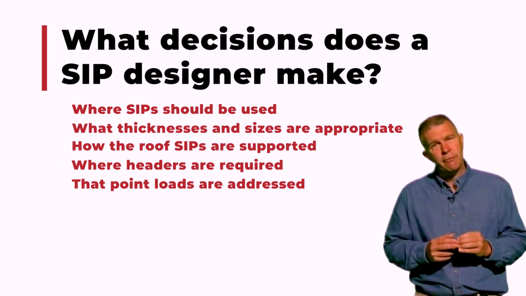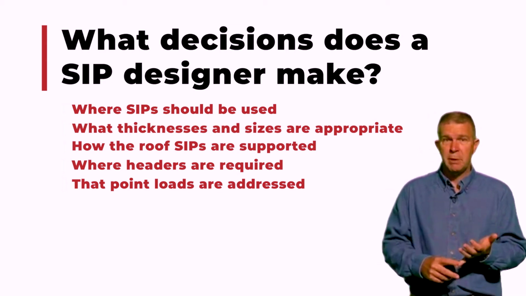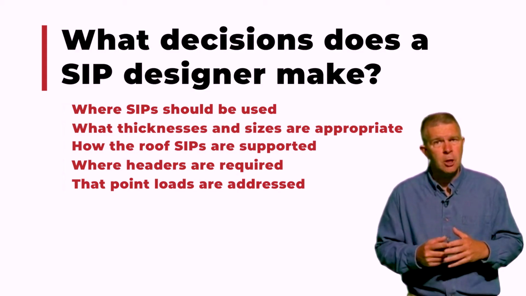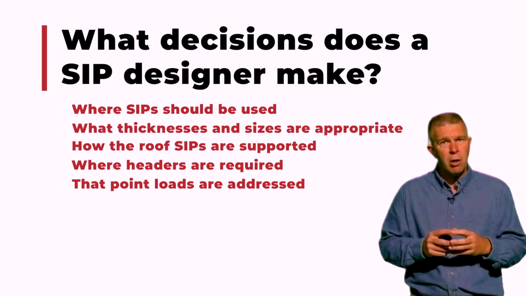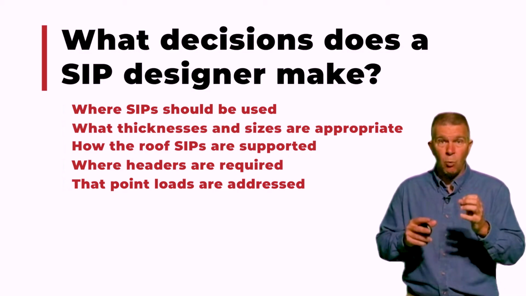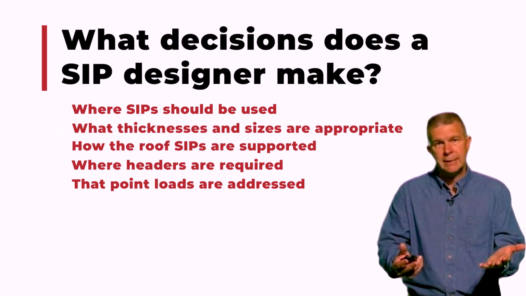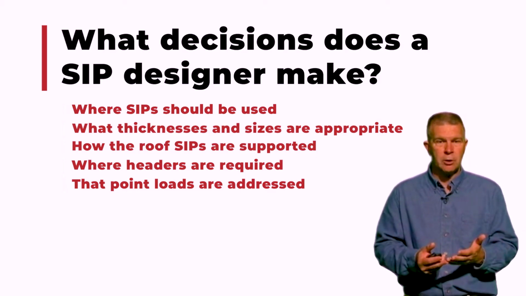You have to account for that through the incorporation of beams and purlins or trusses and rafters and perhaps interior load-bearing partitions. All of those things have to be thought about by the panel designer when they look at this architectural drawing and say, how are we going to incorporate SIPs into this design so that it works?